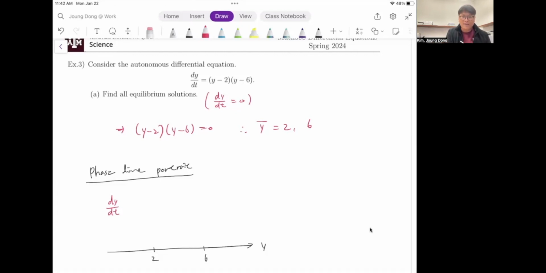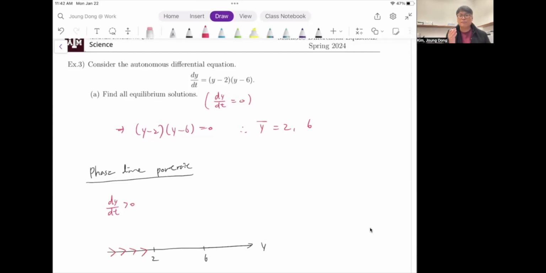Let me plug in 0, for practice. I'm talking about y equals 0. 0 minus 2 is -2, and 0 minus 6 is negative. A negative number times a negative number is positive. So we can say positive, and we're going to draw the arrow to the right. Then between 2 and 6, maybe 3 or 4.